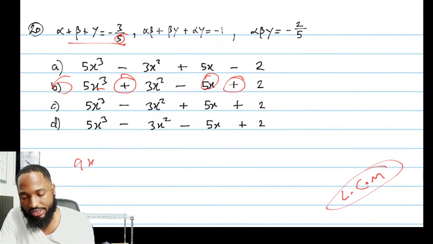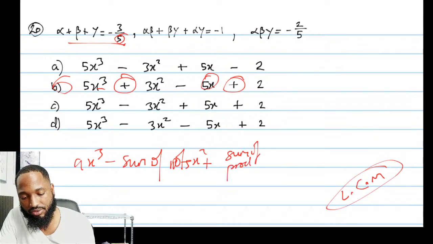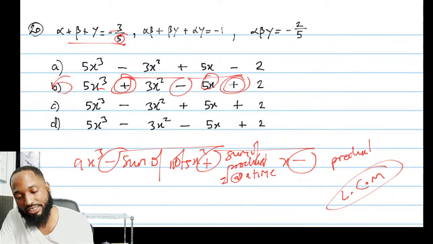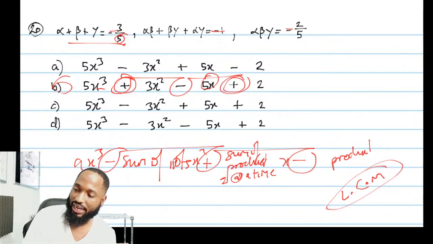It's ax cubed minus the sum of roots x squared plus the sum of products two at a time, or pairwise product, x, minus the product. So all the testing is to see the sign: negative, positive, negative. So I choose positive, negative, positive, because all the answers here were negative to begin with. So I just invert the sign.